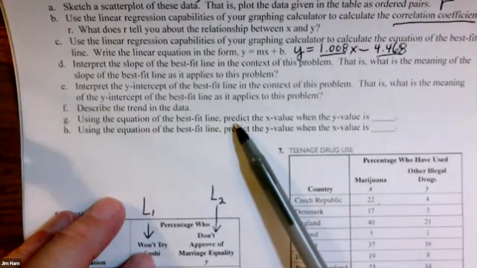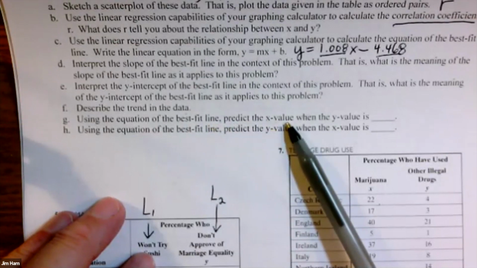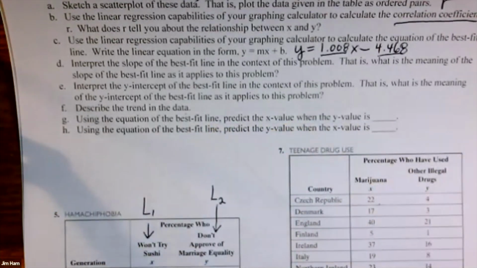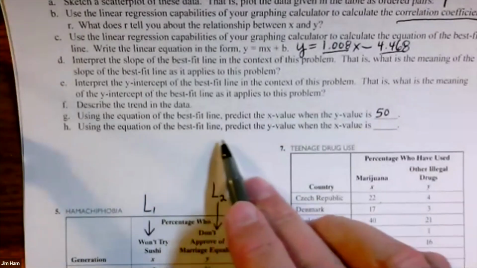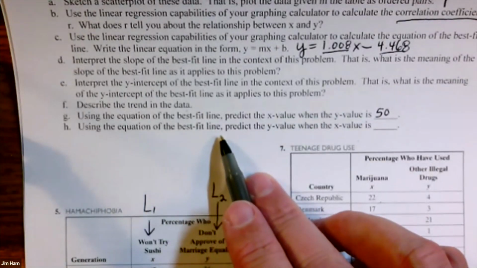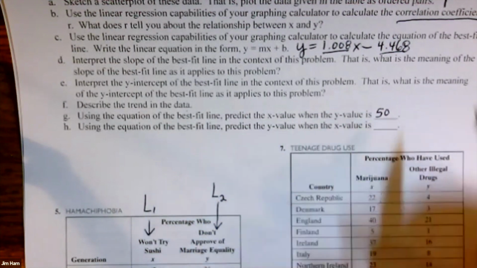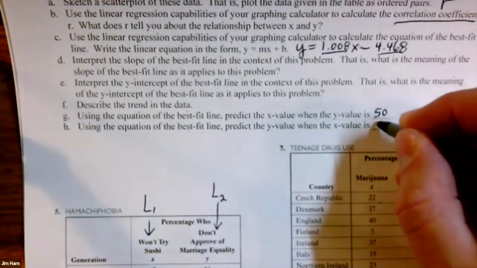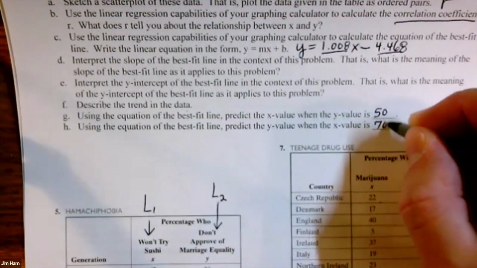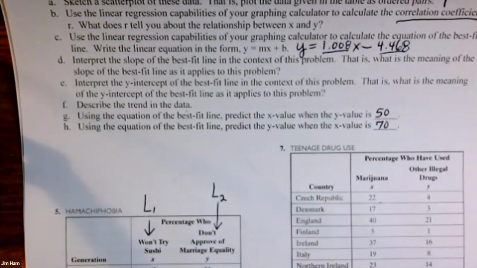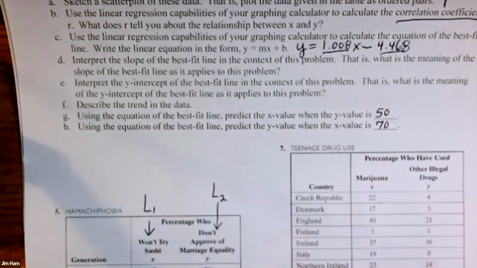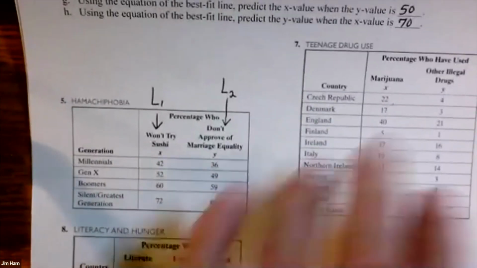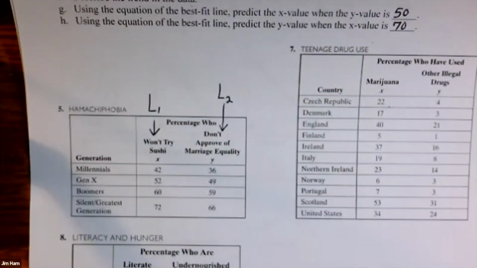So using the equation of the best fit line, predict the x value when the y value is, okay, let's just do a y value equal to 50. And then let's predict the y value when the x value is, say, 70, something like this. And these problems will be given to you, but depending upon the context, 50 and 70 might make sense in this example, but it might not make sense in one of these other examples.